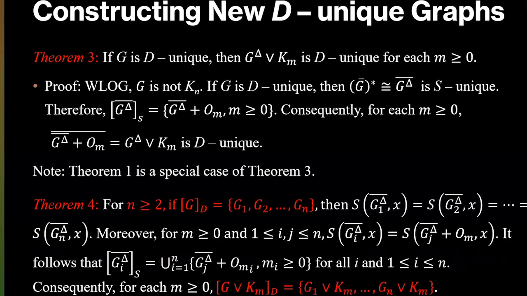We are also able to get a new theorem regarding the D-equivalence classes of graph G. If the D-equivalence class of G has n graphs, G1 until Gn, then G1 delta complement up to Gn delta complement all have the same star polynomial. Consequently, the D-equivalence class of G joined with K_m is also the set of G1 joined with K_m up to Gn joined with K_m.